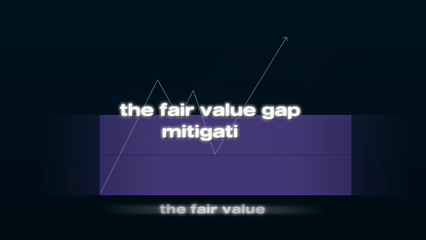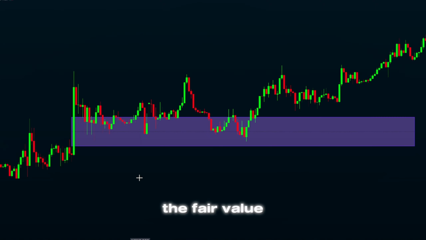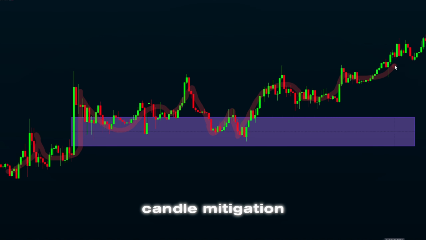Kicking off, the fair value gap mitigation. The fair value gap mitigation is an advanced continuation where price leaves a 30 to 50 point inefficiency gap, a 3-candle imbalance with no overlap, then mitigates, retesting only 38 to 50% of it before pushing through with a strong body close. The gap forms from a quick displacement candle. The mitigation candle touches mid-gap without filling fully.